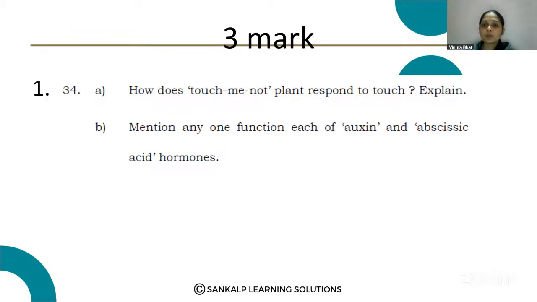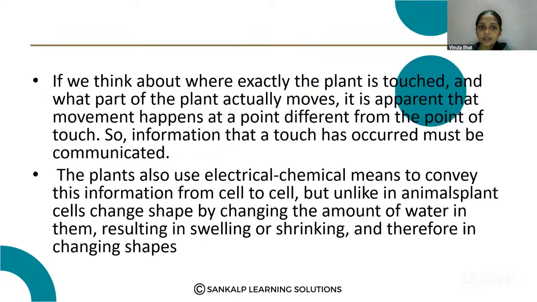How does the touch-me-not plant respond to touch? Explain. Mention any one function of auxin and abscisic acid hormones. So here, when we touch the plant, the leaves of the plant bend down. The plants use electrical and chemical means to convey the information from cell to cell. Here, the cells change their shape by changing the amount of water in them, resulting in swelling and shrinking, and therefore in changing shapes.